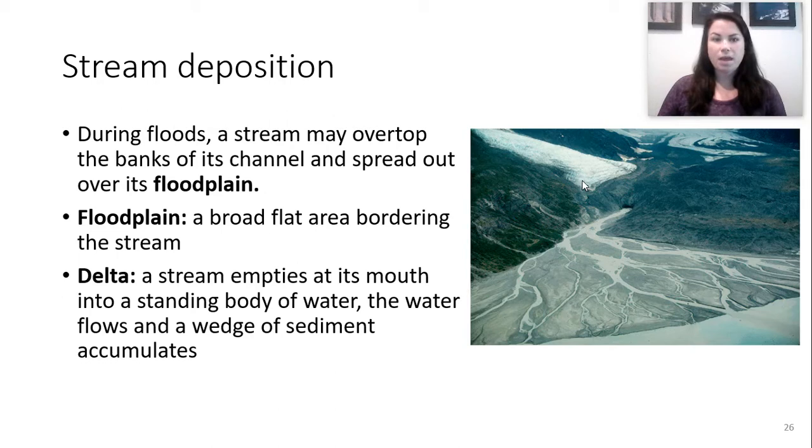During floods, a stream may overtop the banks of its channel, which creates a floodplain. This represents a floodplain, a broad, flat area that borders a stream. Here's our stream that comes out, and this whole area represents the entire floodplain. A delta is where a stream empties at its mouth into a body of water and a wedge of sediment accumulates. So here's an example of some deltas, where we have sediment accumulating in between these little flows of water.